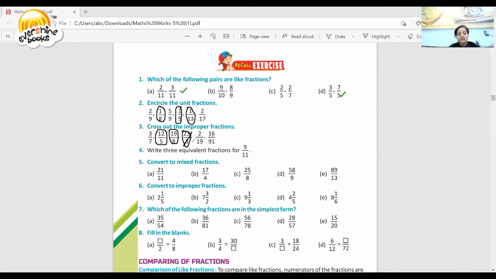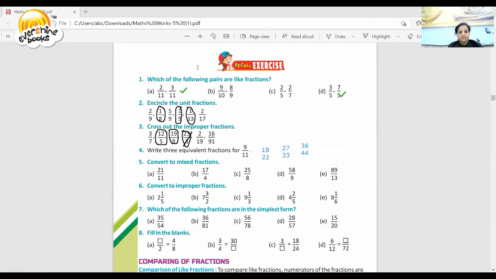Done. Now write three equivalent fractions. You just multiply with 2 and then 3. Equivalent numbers you have to get. So 9 2s are 18 upon 11 2s are 22. After that, 9 3s are 27 and 11 3s are 33. Then 9 4s are 36 upon 11 4s are 44.